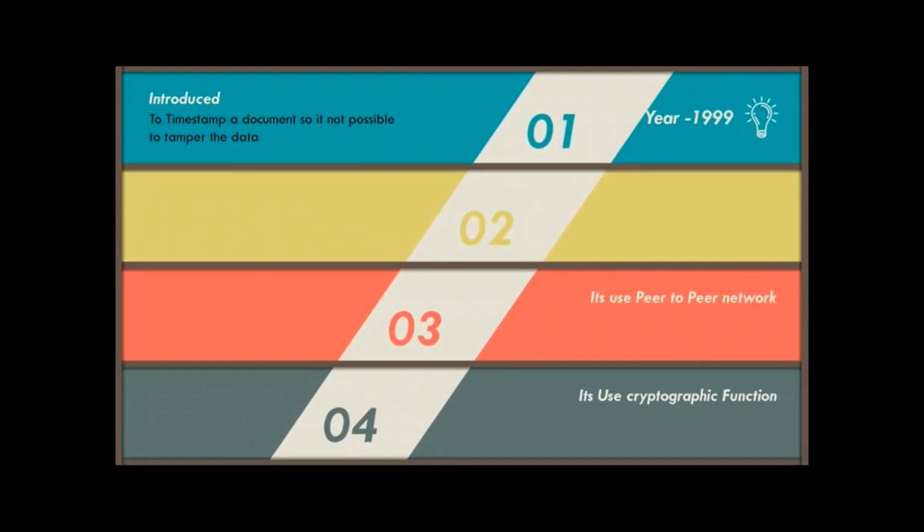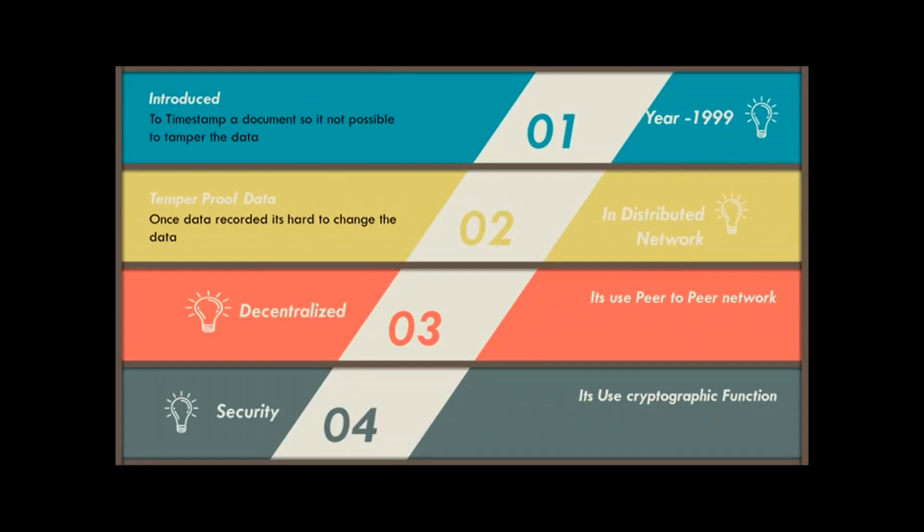So there is something called timestamp, to timestamp a document so that it is not possible to tamper with the data. It was introduced in the year 1999. Timestamp means there is something called epoch time, or the Linux time. It is the number of seconds that have passed since January 1st, 1970. That is what we call epoch time. And it is basically used in all high-level programs, or even blockchain or any cryptocurrencies. That is the method of timestamping.